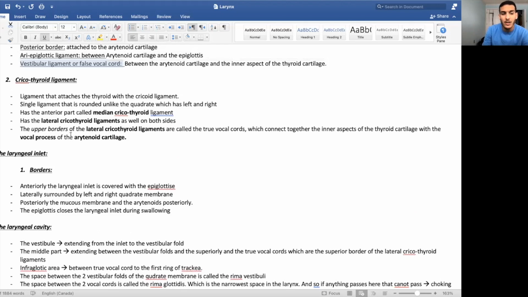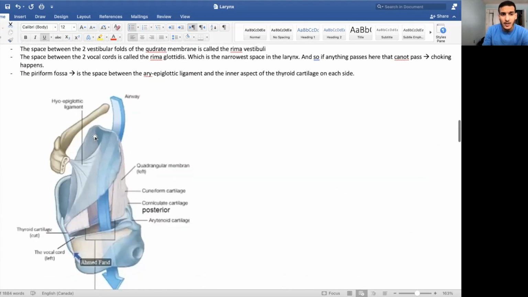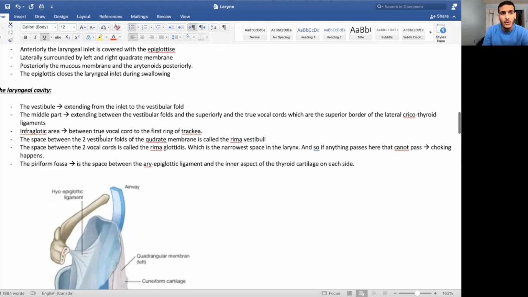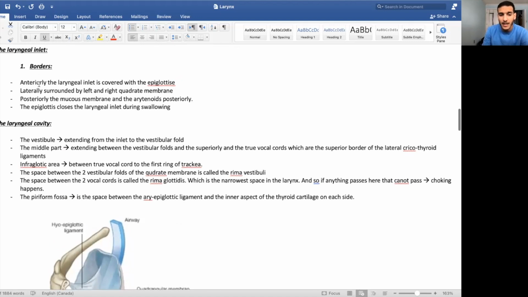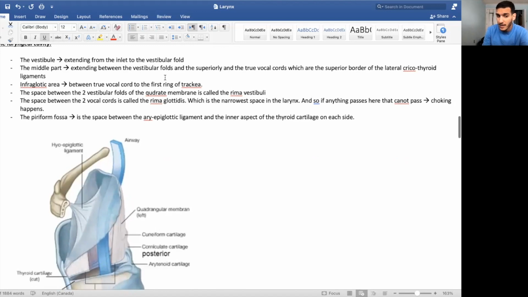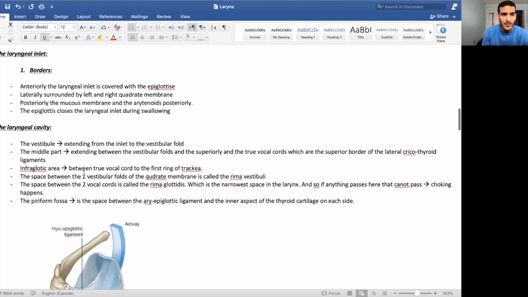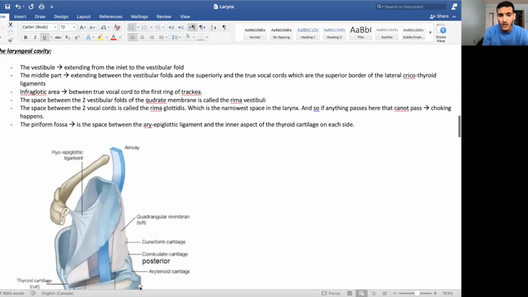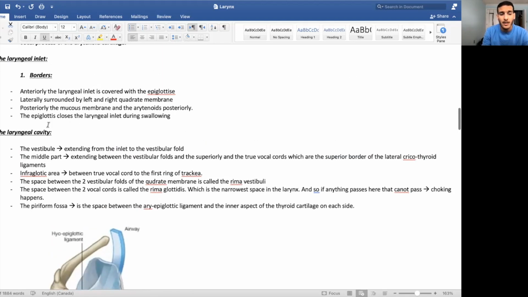Now we are going to talk about the laryngeal inlet. The laryngeal inlet is basically this circular part where the air enters the larynx. Anteriorly, the laryngeal inlet is covered by the epiglottis. Laterally, it is surrounded by the left and right quadrate membranes, as we remember. Posteriorly, the mucous membrane and the arytenoids are found right here. The epiglottis closes the laryngeal inlet during swallowing so that food does not enter the larynx.